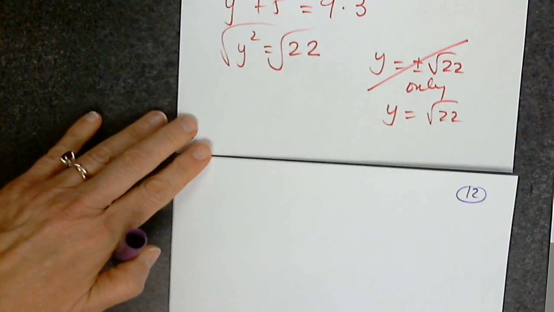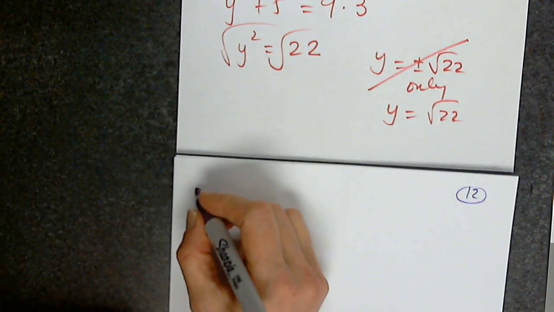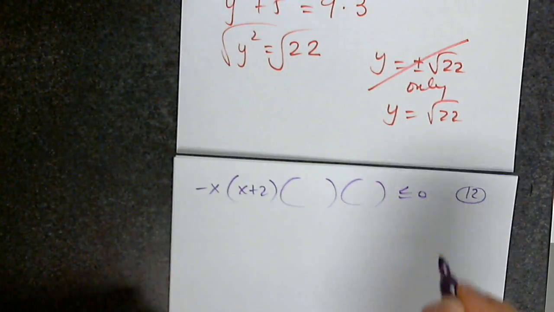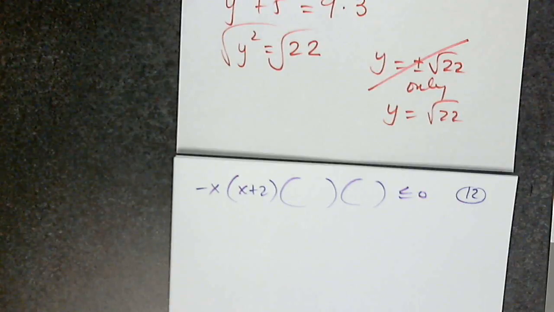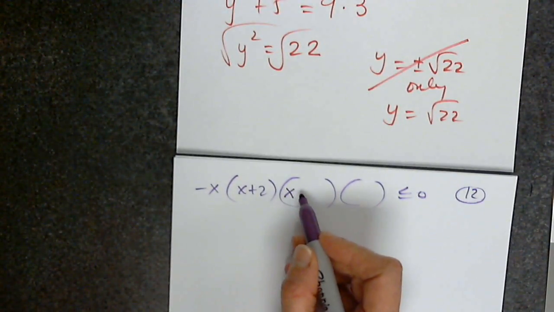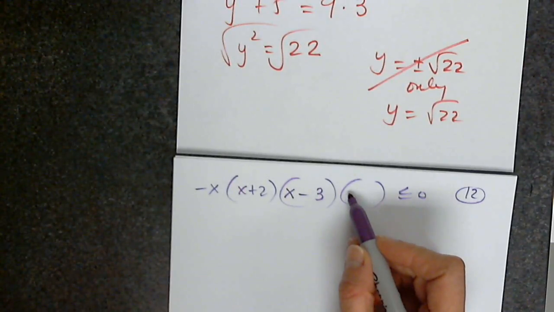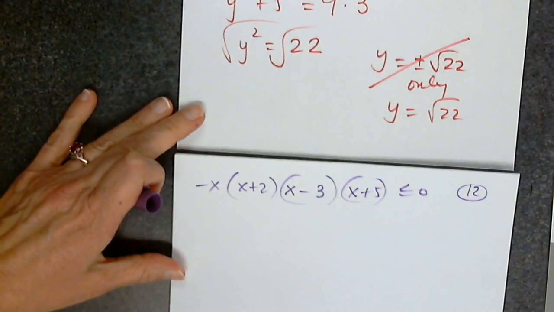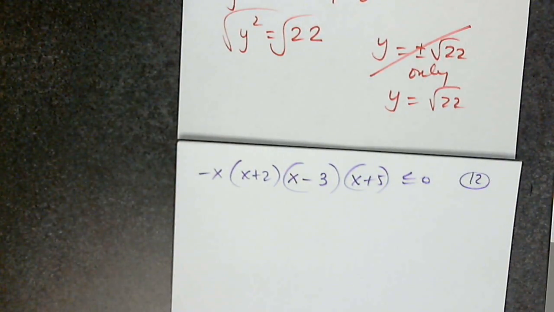Make up a polynomial inequality. I'll start and you add whatever else you want. I'm going to say negative x. I'm going to say x plus 2. And give me 2 more. x minus 3. Awesome. And x plus 5. Awesome. Good. So this is a polynomial inequality.